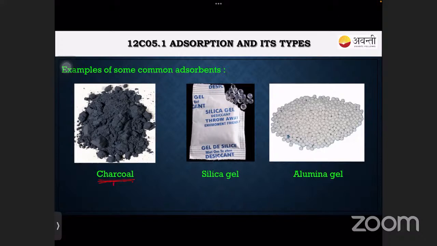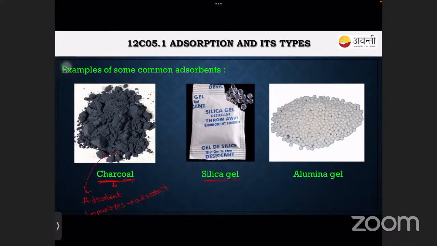So what happens here? The impurities will be adsorbed over the charcoal surface. Now, charcoal is acting as an adsorbent. Now, the impurities which are being adsorbed are known as adsorbate.